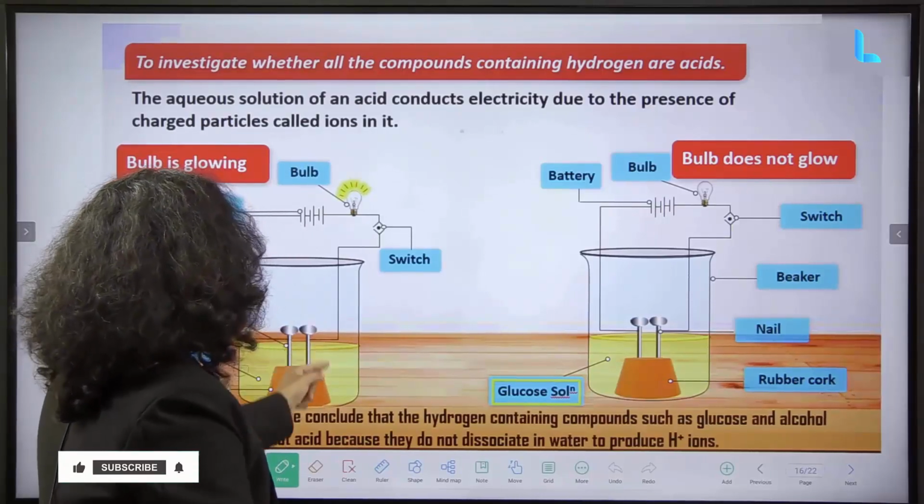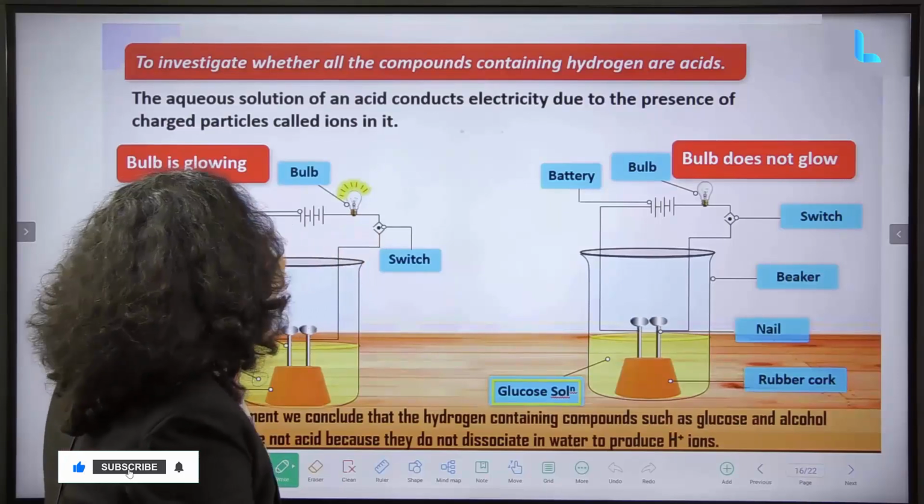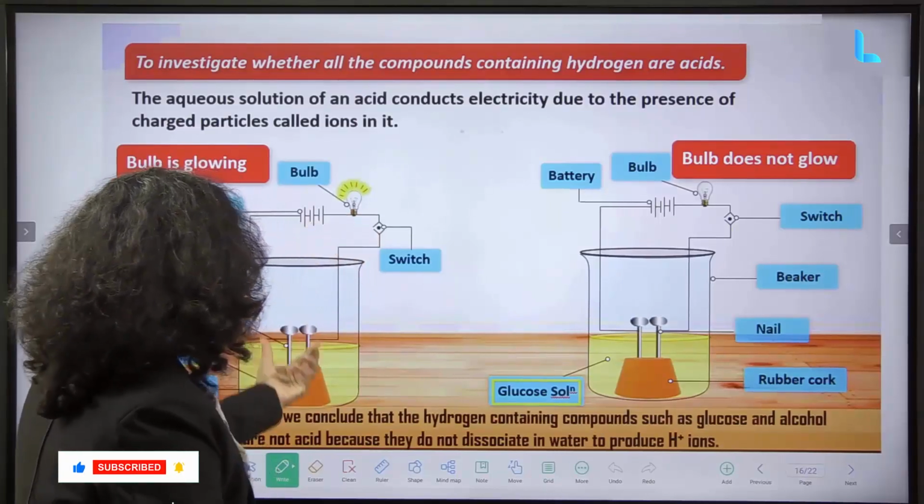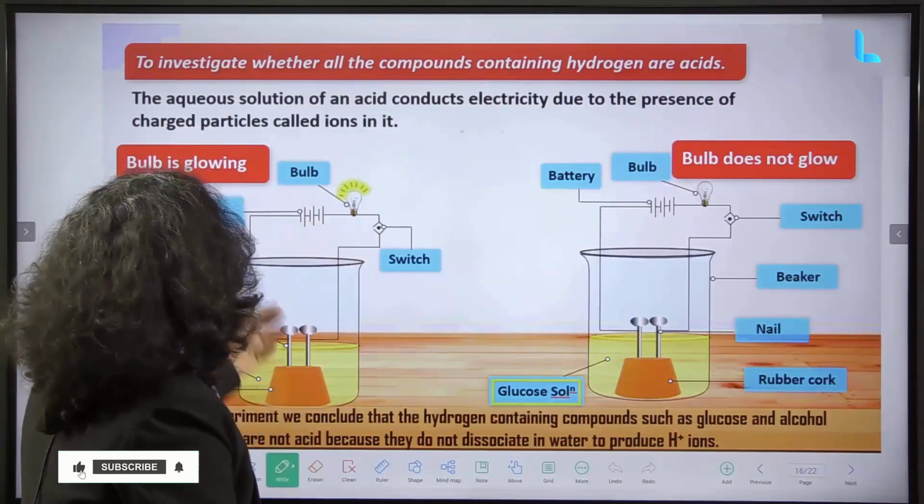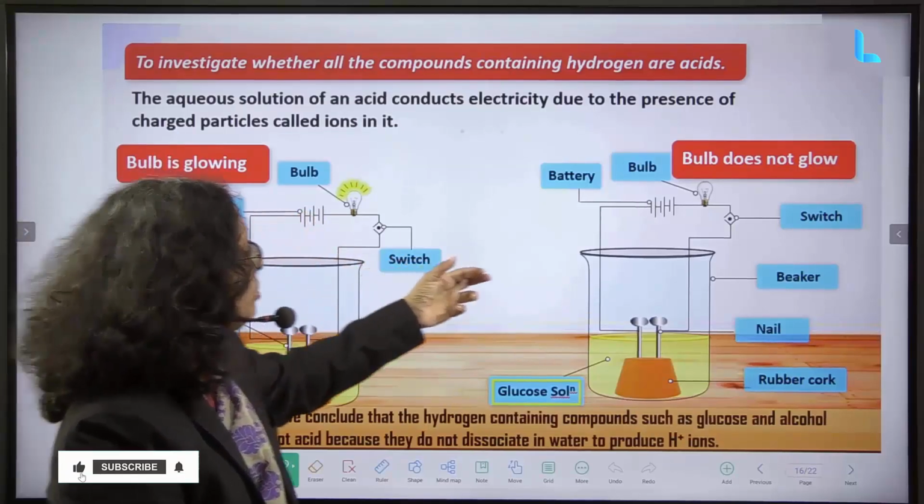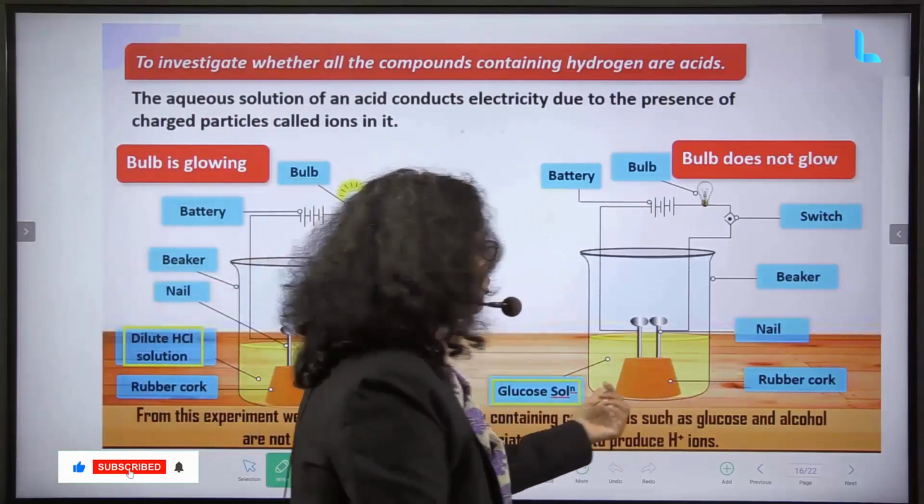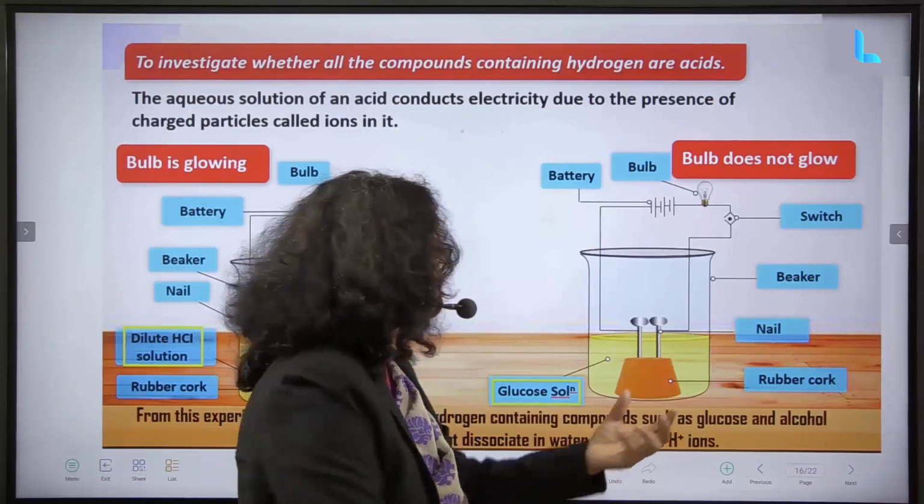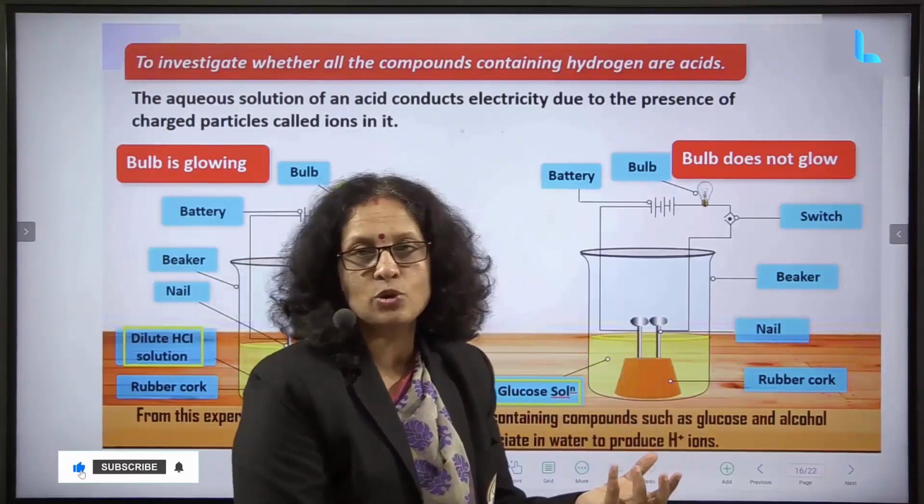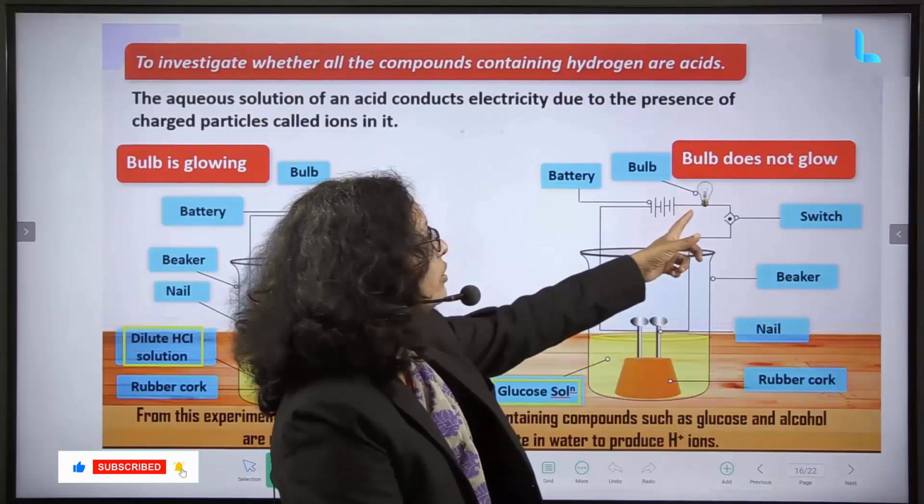In a rubber cork, two electrodes are there, and the circuit is completed with the help of a battery. In the beaker, HCl solution is there. What will happen? The bulb will glow. But if we add, for example, glucose solution, there is no ionization, so no ions to provide passage for electric current, so the bulb does not glow.